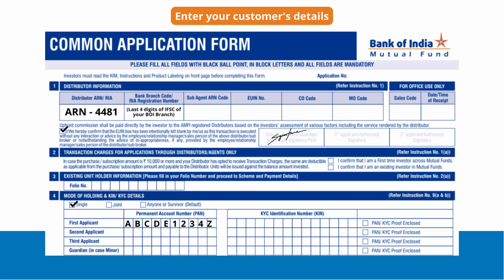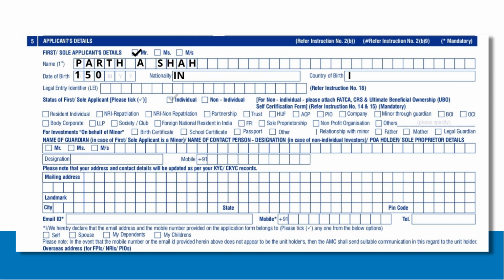Under the mode of holding and KIN/KYC details, tick accordingly whether you want a single account, joint account, or anyone/survivor. Further fill in the applicant PAN number or KIN number and proceed.